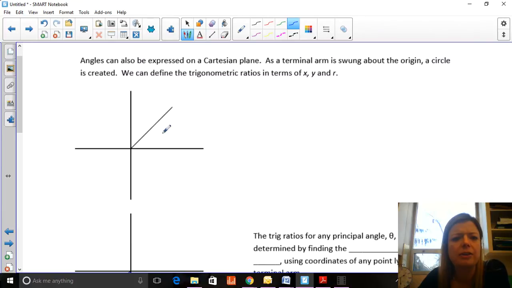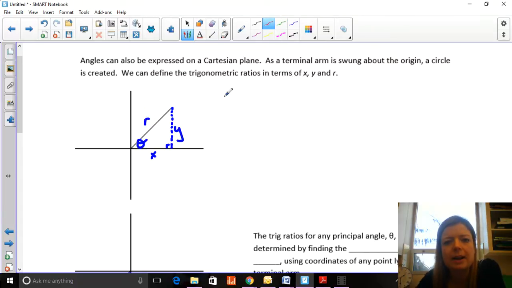So we could define the trig ratios in terms of x, y, and r. So let's drop down and make a right triangle because we need right triangles to talk about trig, okay? So let's say this is theta. If this is theta, then the length here is defined by the x value. The height here is defined by the y value. And then this length here is the radius of the circle.